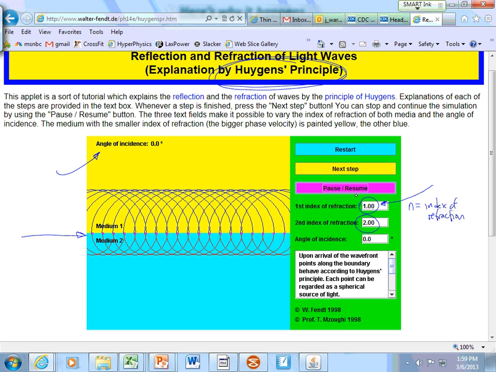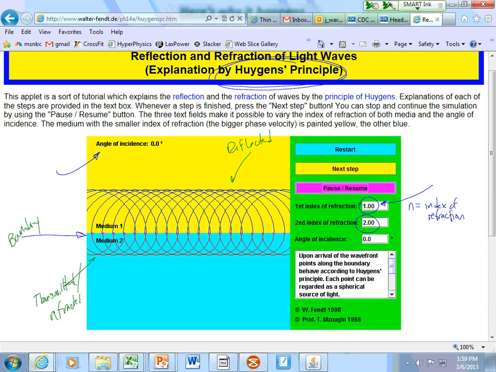Fair enough? Now, notice, we're showing two things. This is a reflected wave, a wave that comes back off that boundary. Here's this boundary right here. And here is a transmitted or refracted wave.